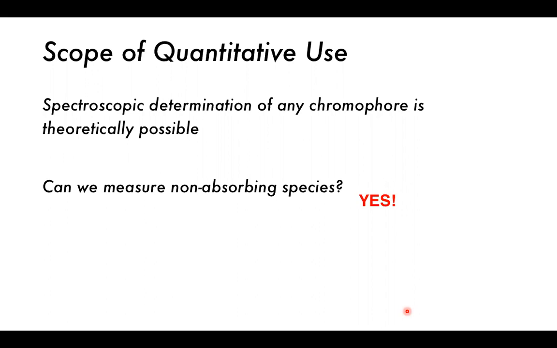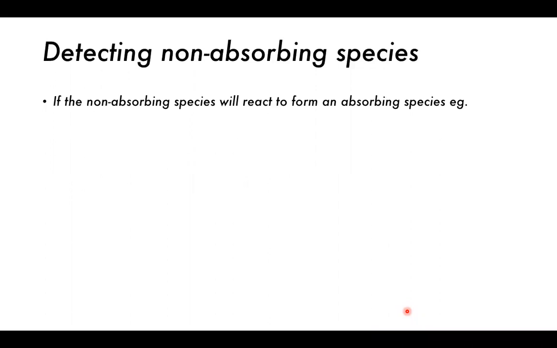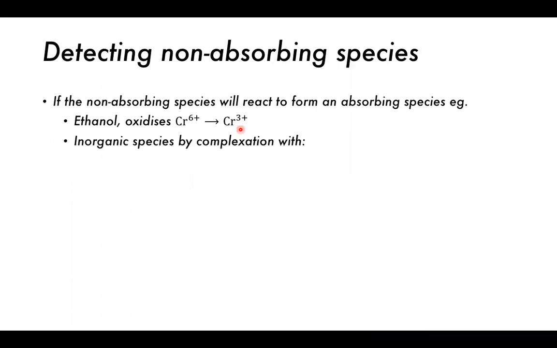How do we do that though? How do you measure something in the UV-Vis if it doesn't actually absorb in the UV-Vis? Well, you coordinate it with something that will, and that should hopefully move the absorbance into the UV-Vis region. So how do we detect a non-absorbing species? If the non-absorbing species will react to form an absorbing species, for example, ethanol oxidizes chromium 6+ to chromium 3+, that is an absorbing species. Chromium 6+ does not absorb, chromium 3+ does. So we oxidize the chromium.